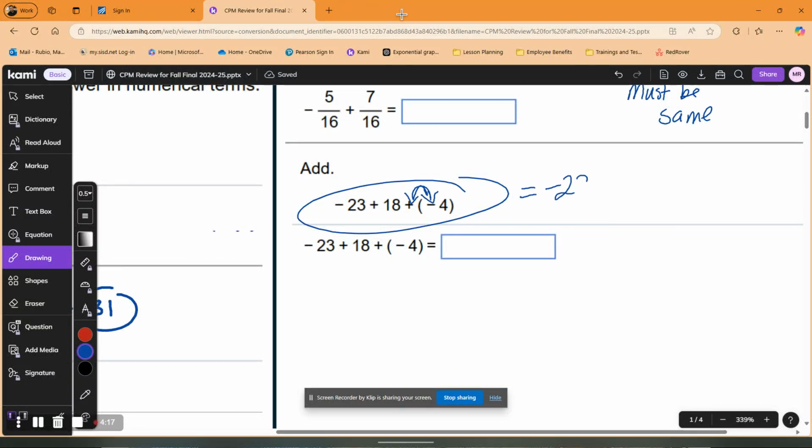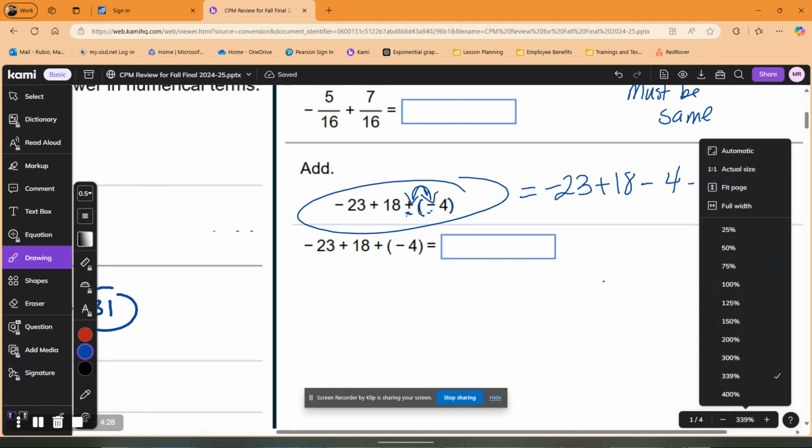So it equals negative 23 plus 18. Positive times a negative is a negative, because these parentheses are indicating that you need to multiply the positive and the negative. Okay, then you do the subtraction. Starting off with a negative 23 plus 18, that's going to be negative 8.